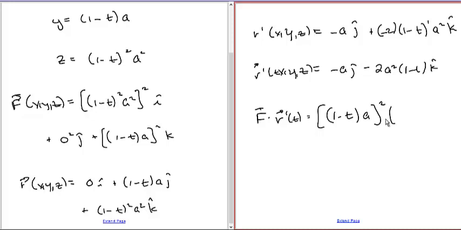1 minus t. Okay, so we have negative 2 times a squared times 1 minus t. So that's the k component of r prime, and this is the k component of f. So let's see what we can get here. You're going to have negative 2 a to the fourth, because you have a squared, negative 2, and then you have 1 minus t cubed.